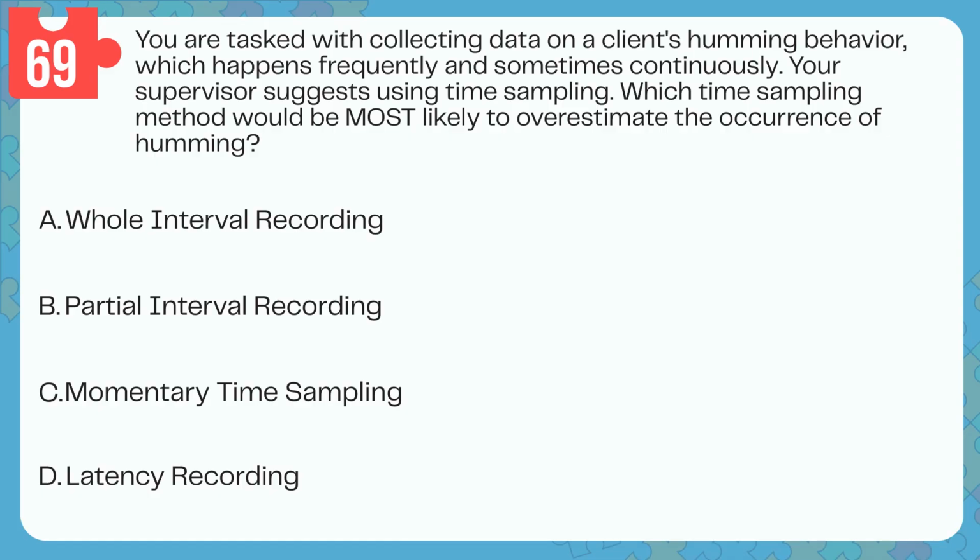Question 69. You are asked to collect data on a client's humming behavior, which happens frequently and sometimes continuously. Your supervisor suggests using time sampling. Which time sampling method would be most likely to overestimate the occurrence of humming? A. Whole interval recording. B. Partial interval recording. C. Momentary time sampling. D. Latency recording.